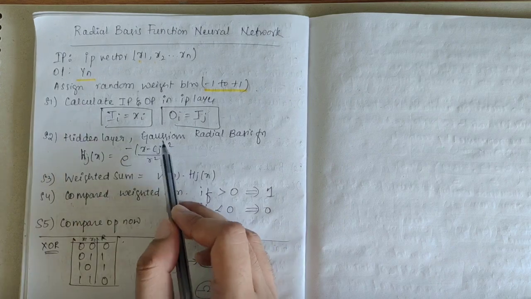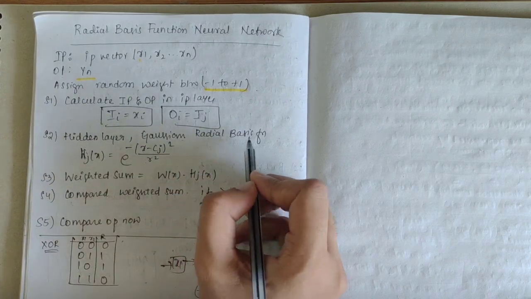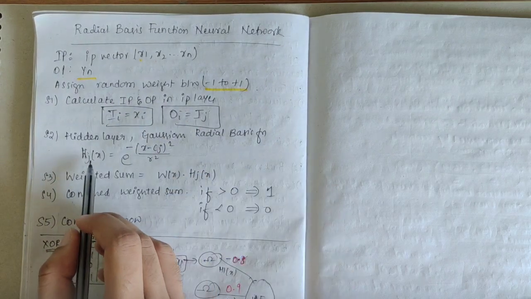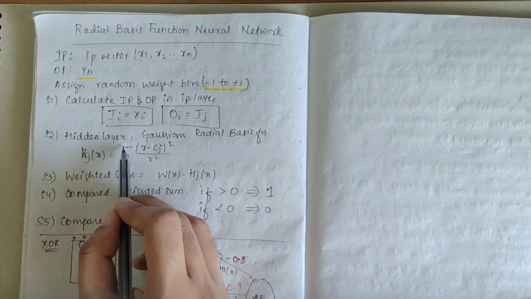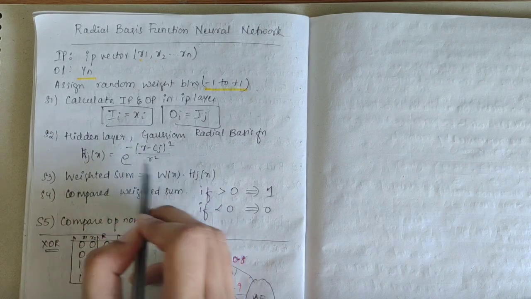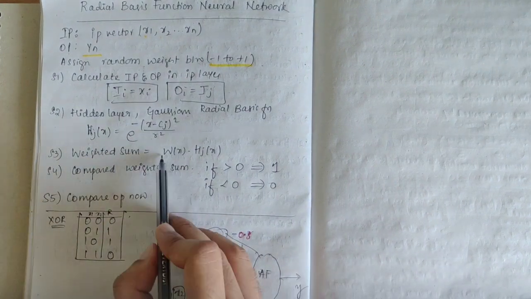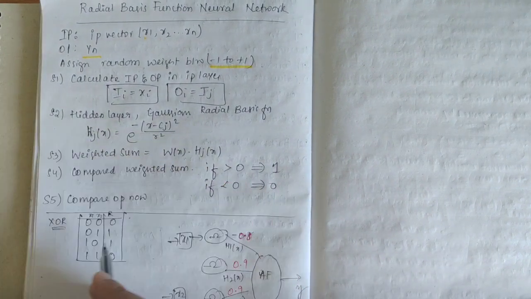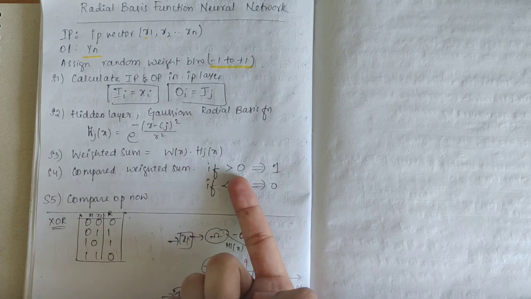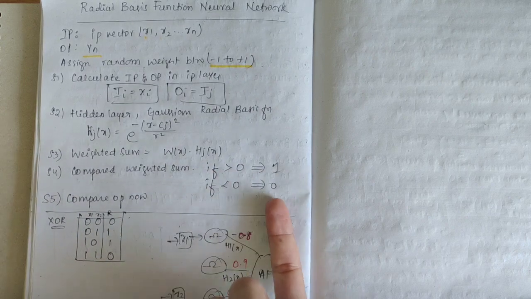Then we have the hidden layer. In the hidden layer, perform the Gaussian radial basis function, that is hj of x is equal to e power minus (x minus cj) whole square by r square. We'll understand this while solving the problem. Then we have the weighted sum: w of x multiplied by hj of x, and then compare the weighted sum. If it is greater than 0, then put 1. If it is less than 0, then put 0.